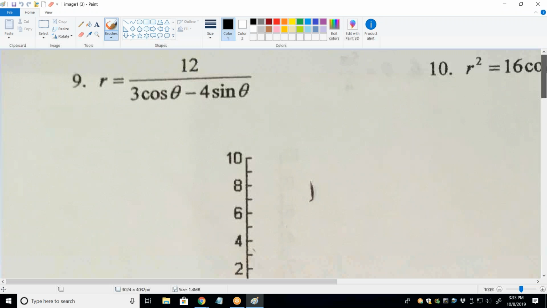Is this where you want to begin? Number 9? Yes, sir. And what is the question? Graph it? Yes, sir. Okay. I have some notes, so. Well, I think we can have a look at this. I think I might be able to figure this out.